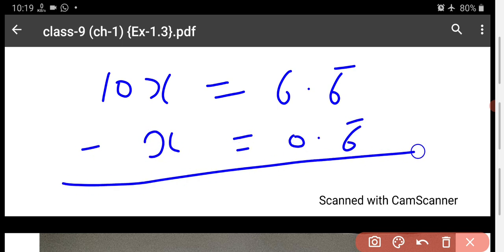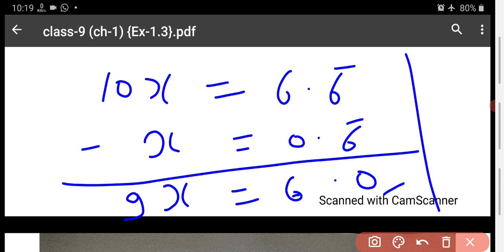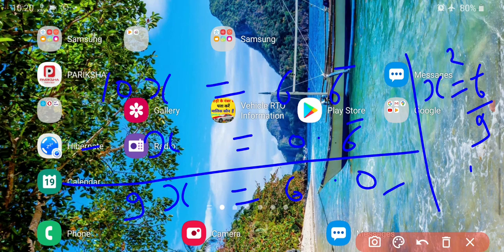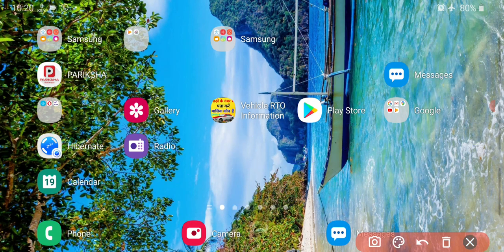When you subtract, what will you get? Here you simply get 9x, and the 6 bar parts are the same, so they cancel and you are left with only 6. So you get 9x is equal to 6, because the 0 after the decimal is useless. So x is equal to 6 by 9. Now just cut: 3 2 is 6, 3 3 is 9. So what you get? 3 2 is 9. Just wait 1 minute.